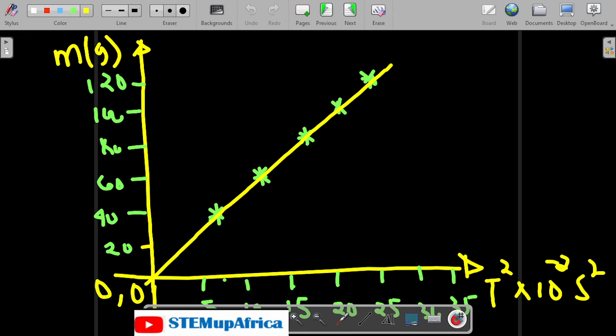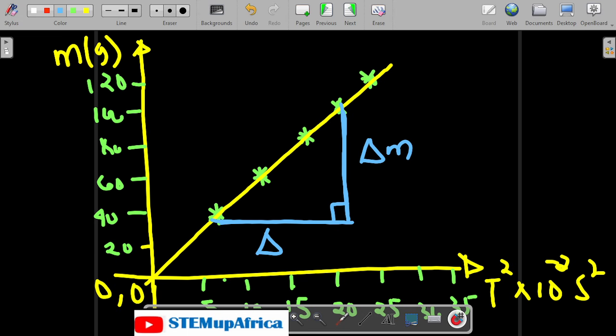You take your ruler and pencil, you draw a perfect right angle triangle on this line. You can use any point you want. So on the vertical axis is changing m, on the horizontal axis is changing t squared. Don't go and write your slope as change in y over change in x. We are not plotting a graph of y against x. Please take note.